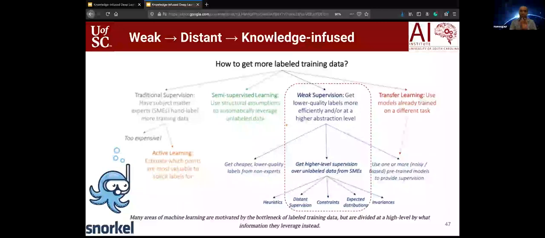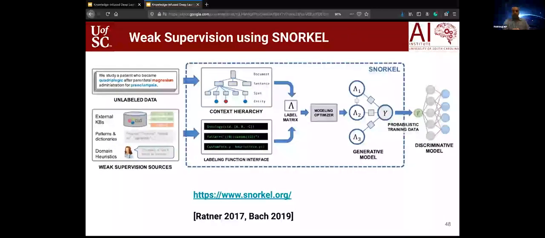So the input would be labeled by some external resource, which we know has some background knowledge, and there is some consistency in that. So the architecture of Snorkel, which is in use, takes a very simple form: you have some unlabeled data with you, and you have some existing knowledge sources.